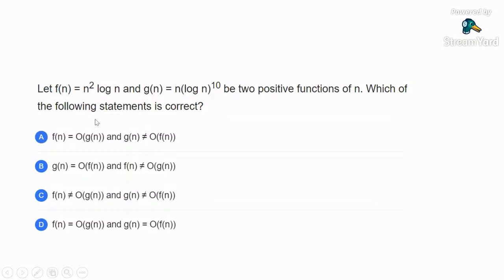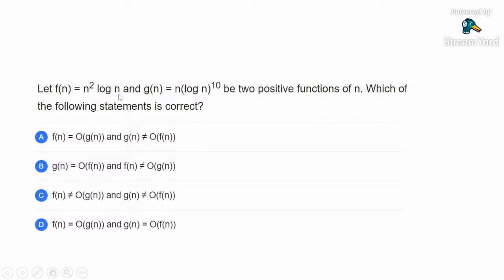Now see the another question. If f of n is n square log n and g of n is n log n to the power 10, which function is having larger growth? Here what is the dominating term? N square is the dominating term. Here n is there. Okay. So this n square log n will dominate this. Then which function is having larger growth? F of n is having larger growth.